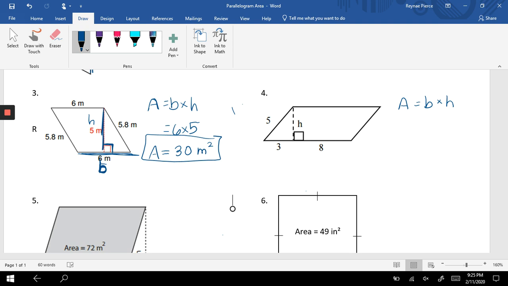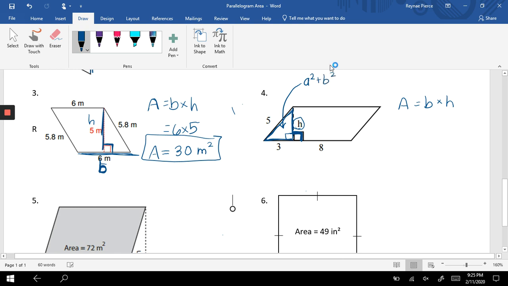Number 4, we've got a couple extra things to do. Okay, here's my right angle symbol, but right now I don't have anything with H. Okay, so what I'm going to do first is right here, that's a right triangle, I'm going to use the Pythagorean theorem. Okay, remember that C value is always opposite the right angle, so 5 is my C value.